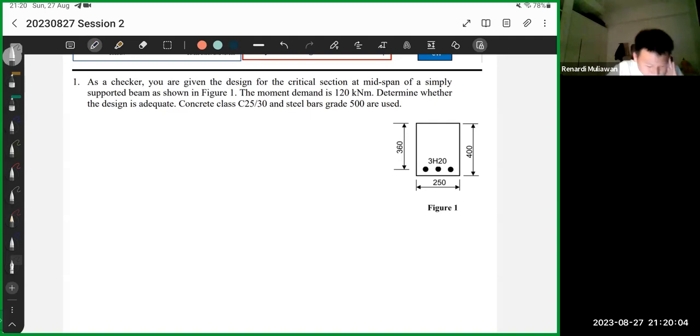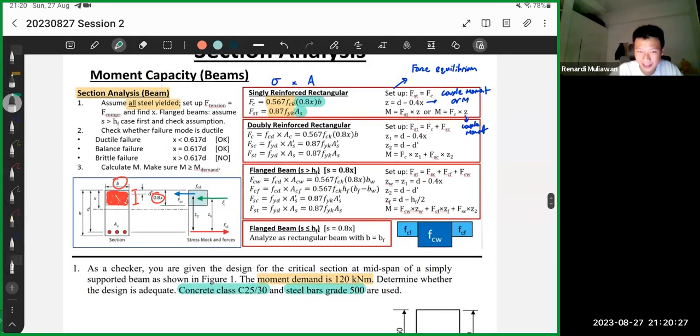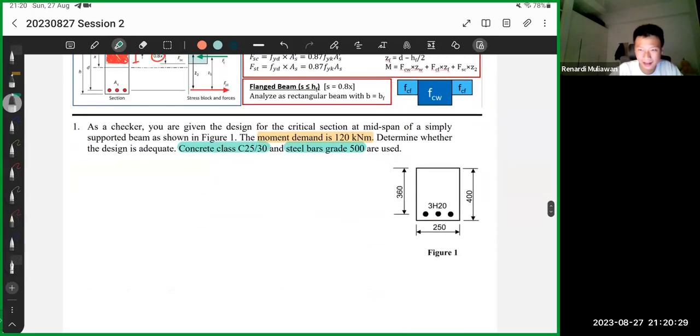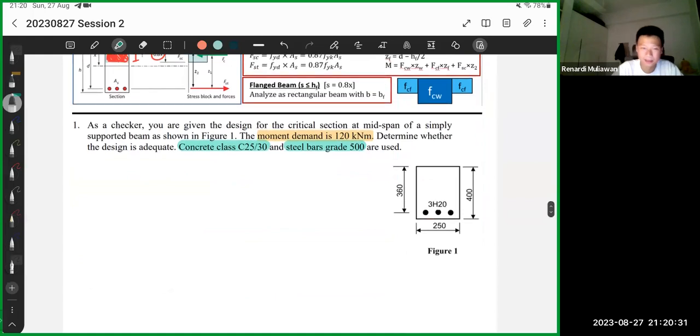As a checker, you are given the design for the critical section at mid-span, and so on. The moment in demand is 120. Determine whether the design is adequate. The concrete class is C25, steel bars grade 500. I'll try not to cheat this. I'll try to explain it in terms of the basic principles.